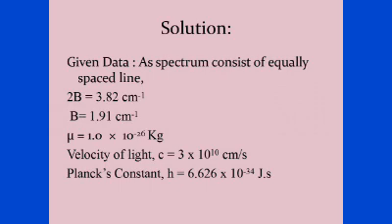If you read this numerical, you find that the spectrum consists of equally spaced lines, and each line is separated by a distance 2B, where B is the rotational constant. So B can be found from 2B, and here 2B is equal to 3.82, so B is equal to 1.91 per centimeter. Mu is given as 1 into 10 to the power minus 26 kilogram. Velocity of light in CGS unit is c equals 3 into 10 to the power 10 centimeters per second. Planck's constant h is 6.626 into 10 to the power minus 34 joule second.